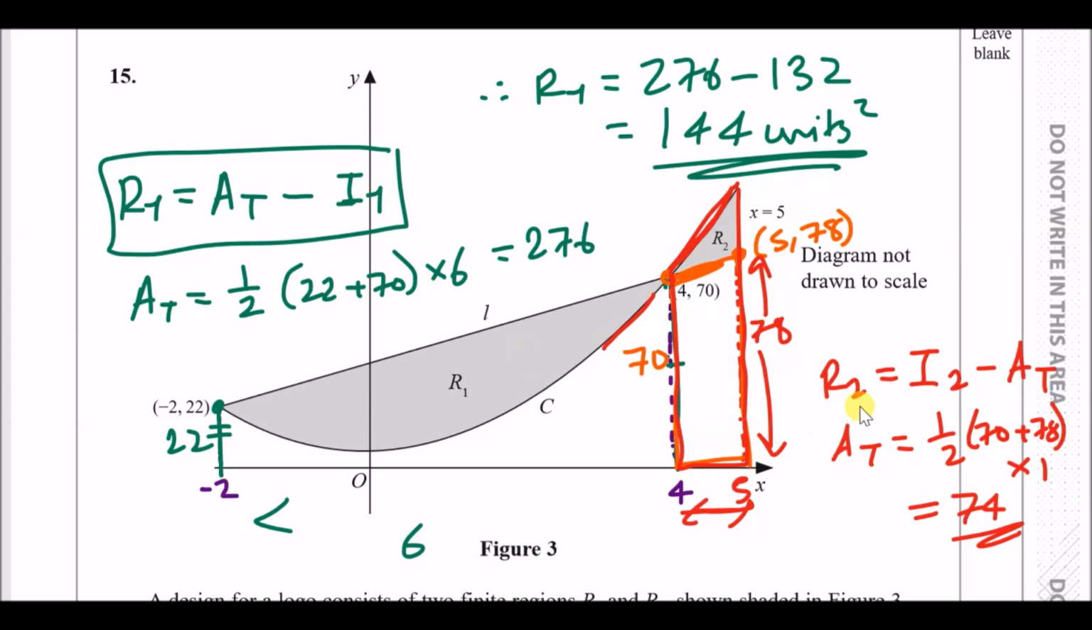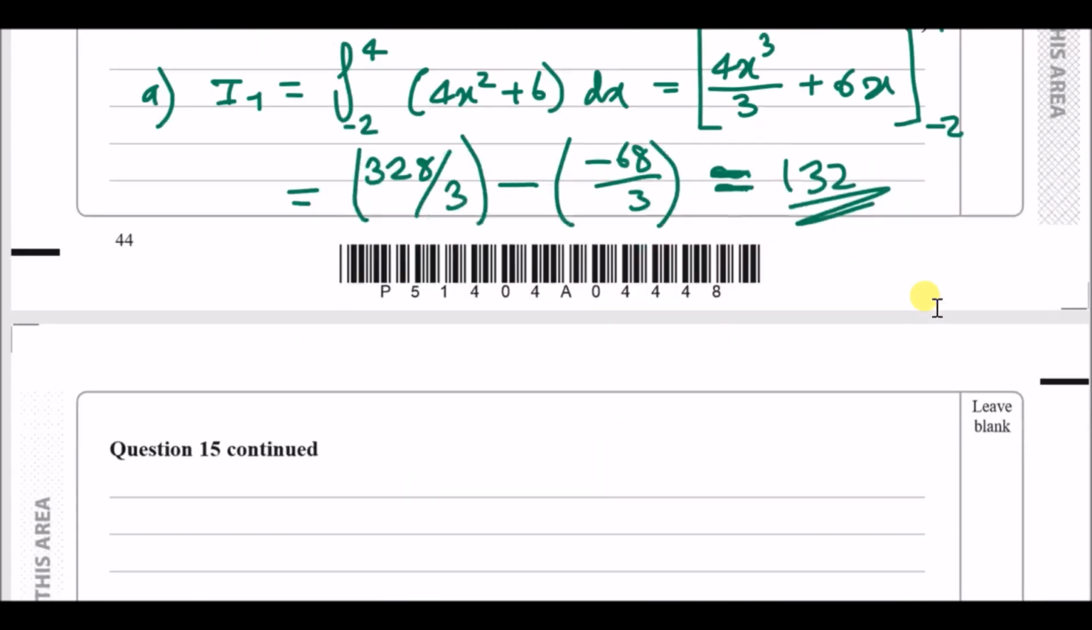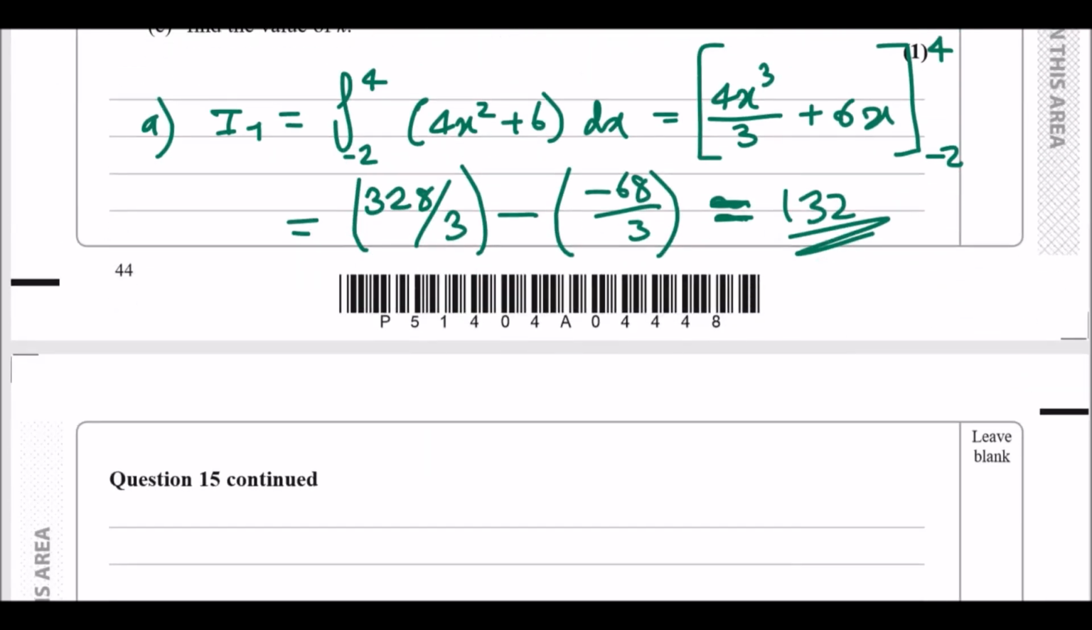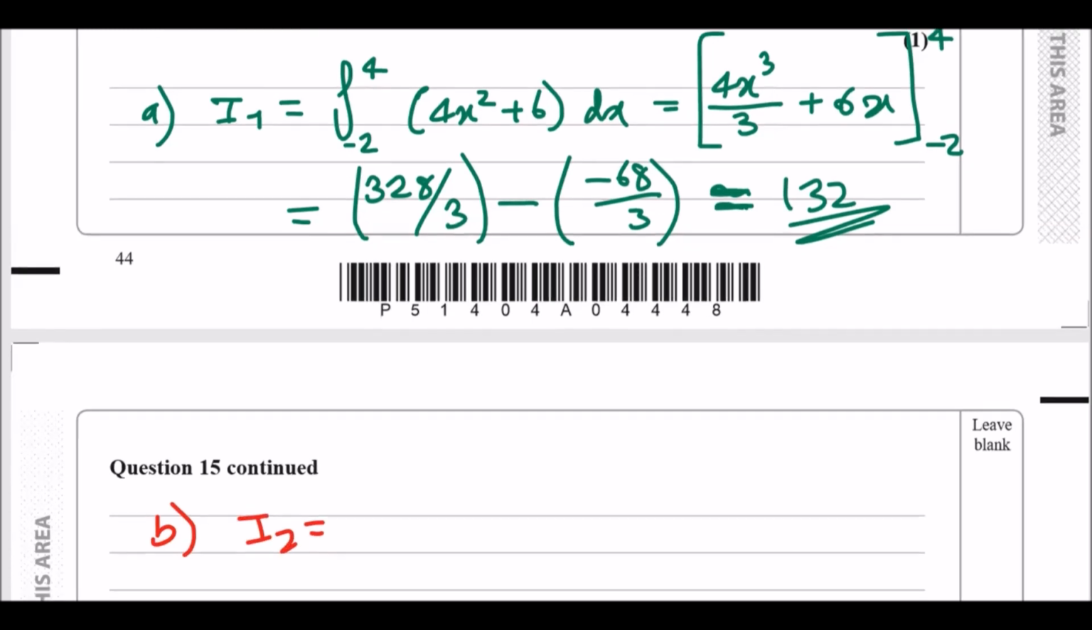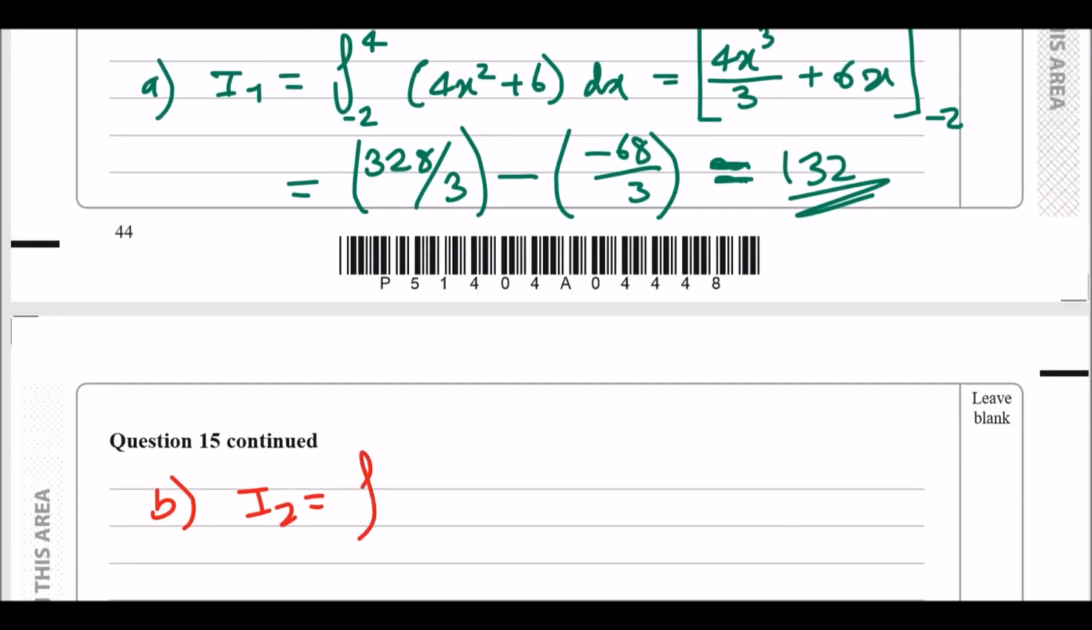Now all we need to do is work out the area under the curve between 4 and 5. And that's it. So let's do it here. It's actually going to be similar to part A, in fact. So there's not much new here, is there? So I2 equals the integral from 4 to 5 this time of the same thing as above. It's actually the same, the result is obviously going to be the same.